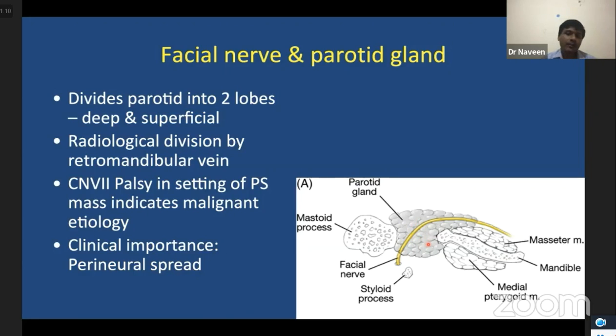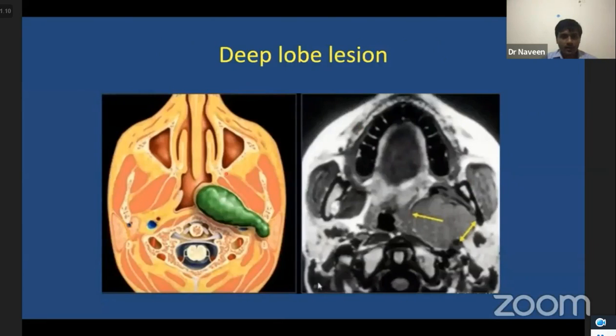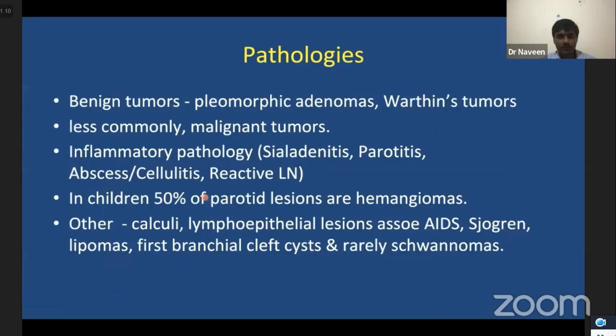And facial palsy associated with a parotid lesion suggests a malignant lesion with perineural spread. Here we can see it extending along the facial nerve. This is a deep lobe parotid gland lesion, which is causing widening of the stylomandibular tunnel with displacement of the parapharyngeal fat anteromedially.